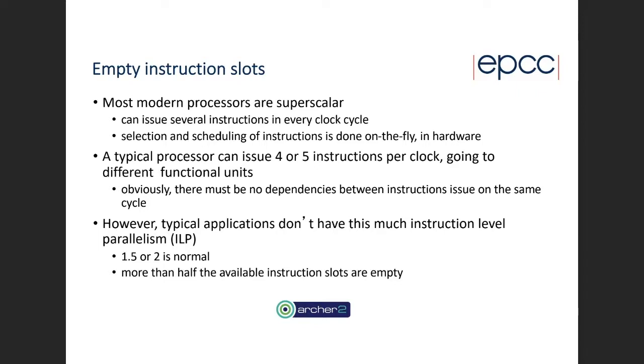If you look at a typical application and measure, on average, how many instructions are available at any one time to be executed in parallel because they don't depend on each other, then the answer is somewhere in the region of 1.5 or 2. What that normally means is that if we have a single thread of execution running, then in practice, more than half the available instruction slots are empty at any one time. We're not executing all the possible instructions that the core could execute.